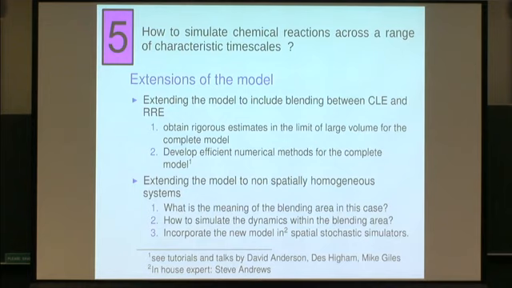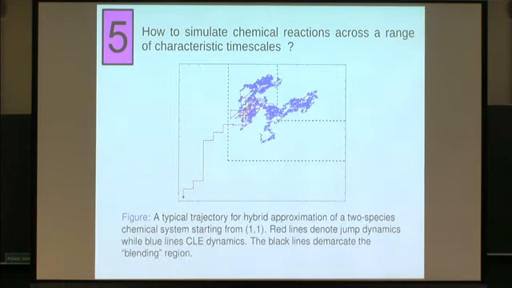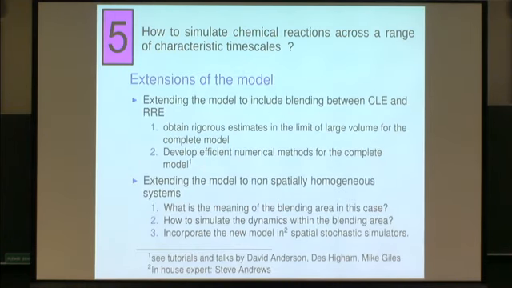So one of the possible things that we could do, and this is relatively easy, I think, is to try to extend the model. Here we have an area that blends the chemical master equation and the chemical Langevin equation. We can try to create a complete model that takes reaction rate equations into account. So there's another blending area between the chemical Langevin equation and the ordinary differential equations. So I think there's still interesting mathematics to do in terms of obtaining estimates in the limit of large volume for the complete model.